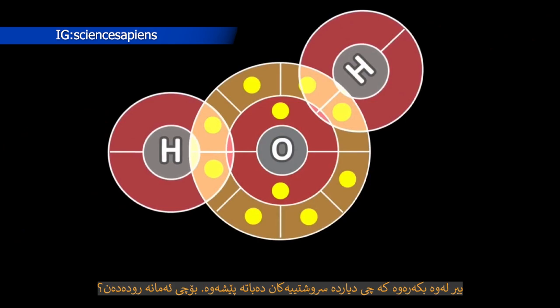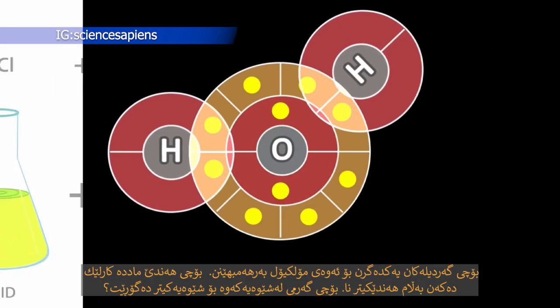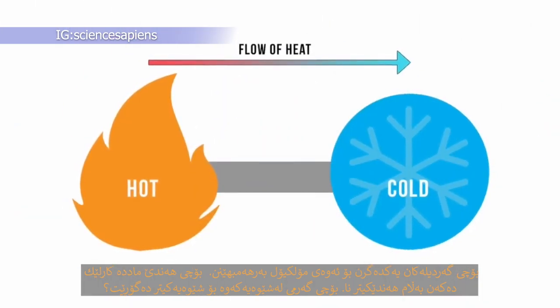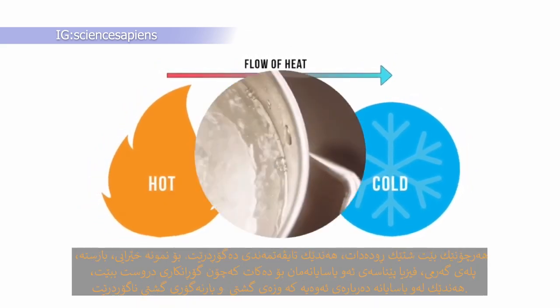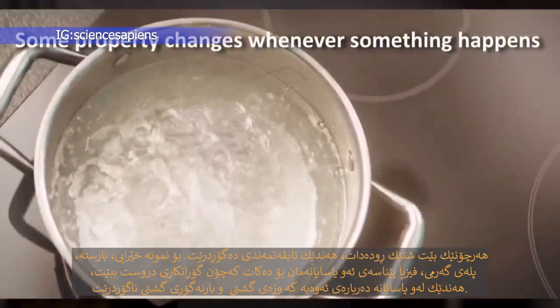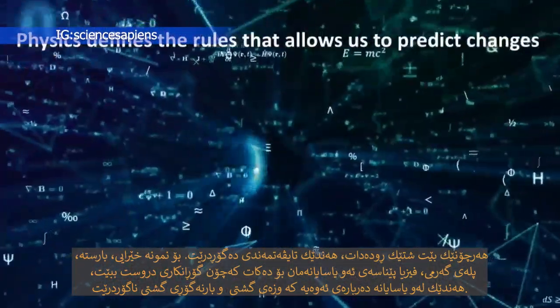Why do things happen? Why do certain atoms combine to form molecules? Why do certain chemical reactions take place and others don't? Why does heat flow from one place to another instead of the other way around? Whenever something happens, some kind of change has to occur. Properties like speed, mass, or temperature change.